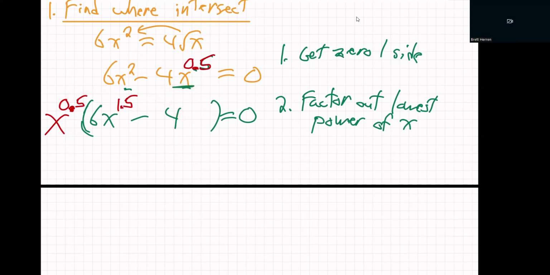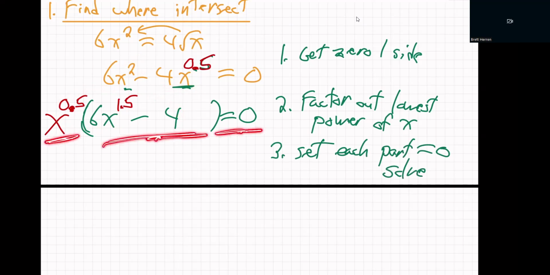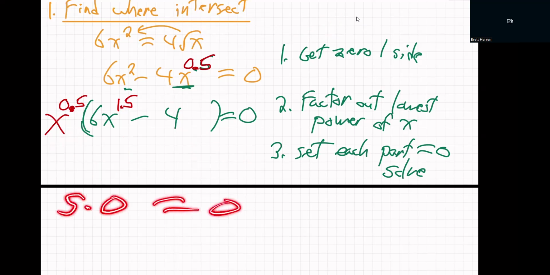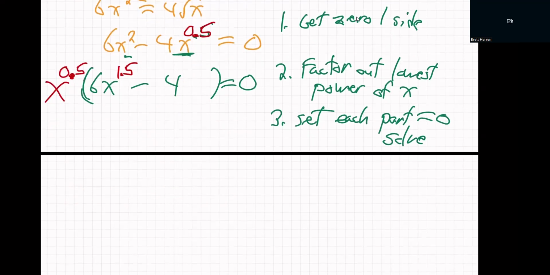And then step 3 is you set each part equal to 0 and solve, right? Because if two things are multiplying, so what if I said, hey guys, I'm thinking of two numbers. One number times another number equals 0. What does that mean? Well, the first number could be 0. 0 times anything, like 0 times 3, would be 0. Or the second number could be like 5 times 0, and that would equal 0, right? So the first one could be 0 or the second one. Either way, they're going to multiply to be 0. So that's why we set each one equal to 0.